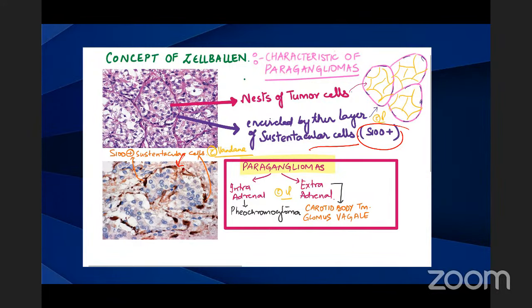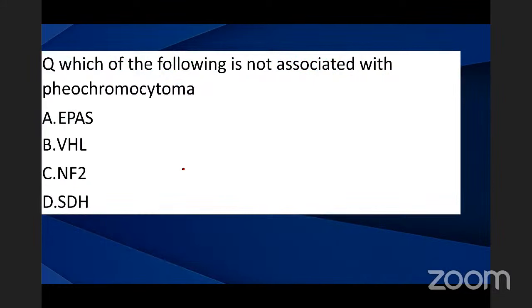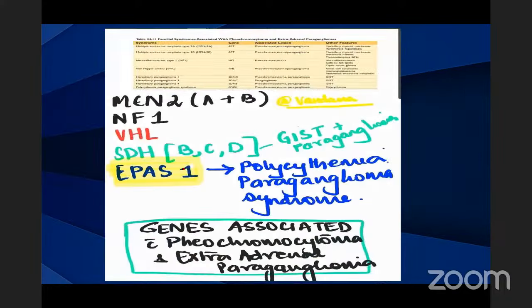Okay. Now, once you're clear with this, everybody should remember which is not associated with pheochromocytoma. If somebody is asking which of the following is not associated with pheochromocytoma, because when we're talking about pheochromocytoma, genetics is super important. So everybody should remember the genes of pheochromocytoma. Pheochromocytomas are basically associated with MEN2 and NF1. Neurofibromatosis 1, remember NF1 is basically associated with neurofibromas. Please remember, I have posted an image of plexiform neurofibroma on my Instagram page. That is a very important probable question. So do see the image.